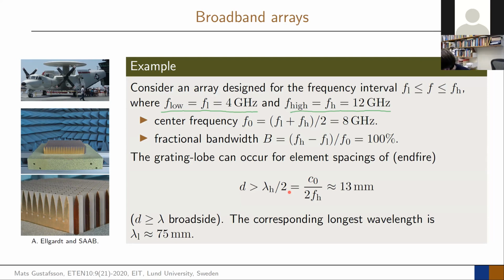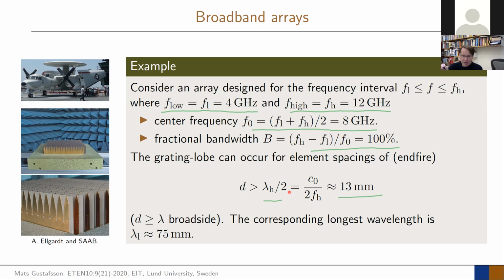You have a center frequency again here, which is 8 gigahertz, which means that your fractional bandwidth in this case is 100%. So B is equal to 1, which is 100% bandwidth. And the grating lobe requirement in this case would then say lambda over 2. And that is then the highest frequency, so the shortest wavelength, which means that the spacing in this case has to be below 13 millimeters.